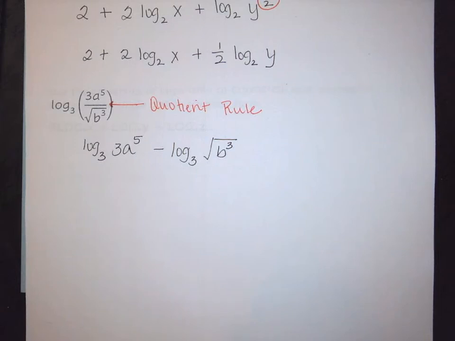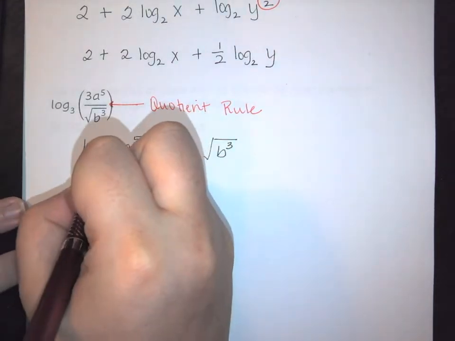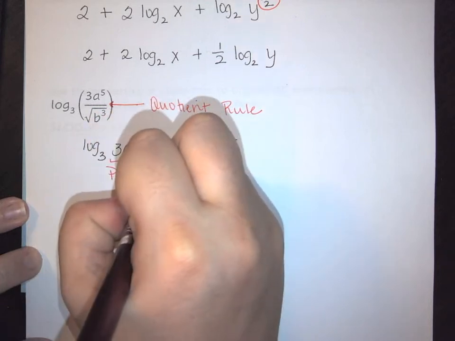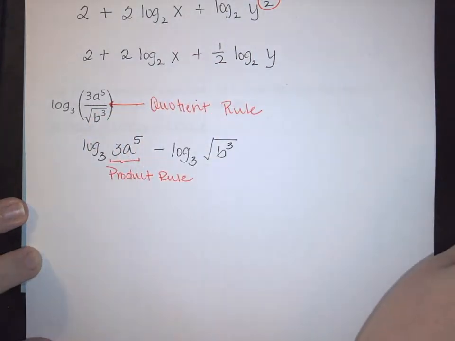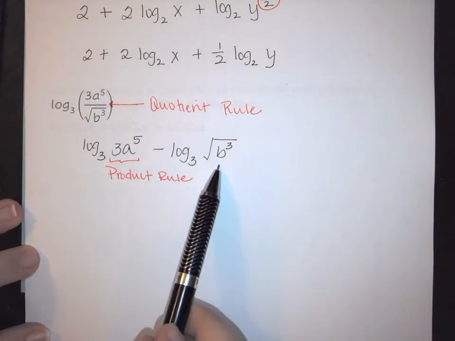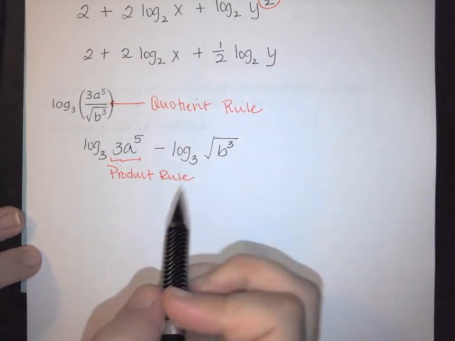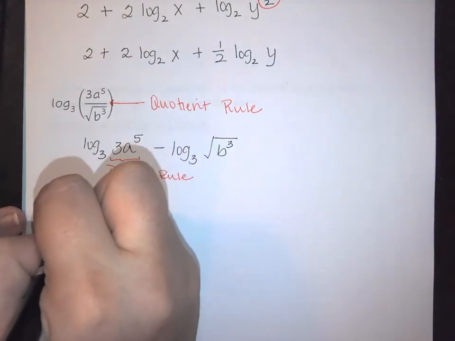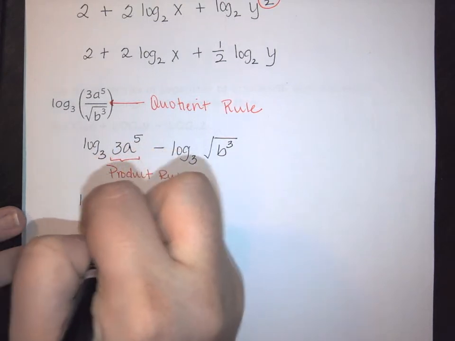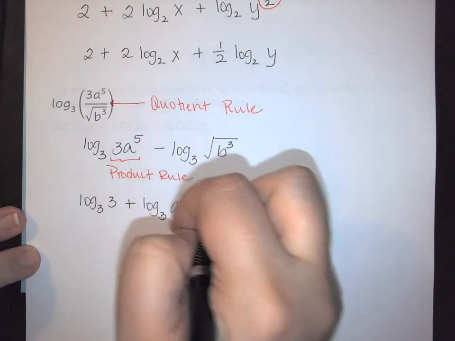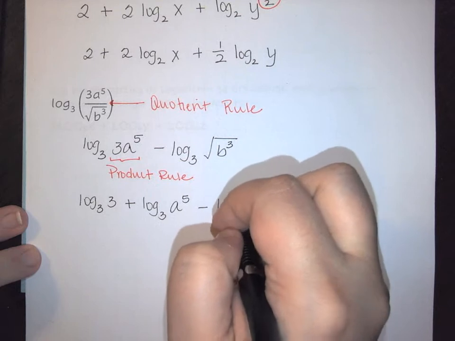Now, we have to continue to break things down even further. If we look at this first piece here, we have your product rule. It's a good idea, like I said, to break things down piece by piece. So we're going to work just with this first part and then we'll come over to the second. To break this product rule down, now we're going to have the log base 3 of 3 plus the log base 3 of a to the 5th, and then we still have that minus log base 3.